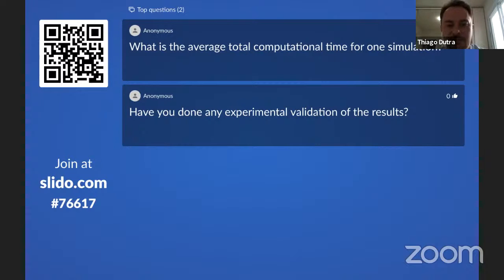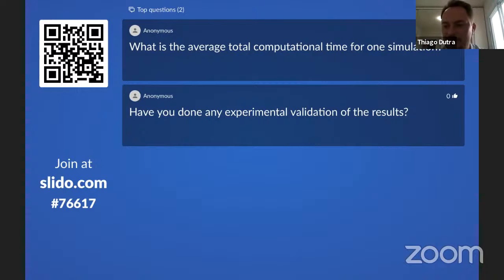What is the average total computational time for one simulation? Even though we had a two-dimensional model with a number of cells less than 100,000, the computational time was several hours. Usually the simulation took something between 10 to 12 hours, depending, of course, on the number of processors and the size of the mesh. But this was, let's say, the average time of the solution.